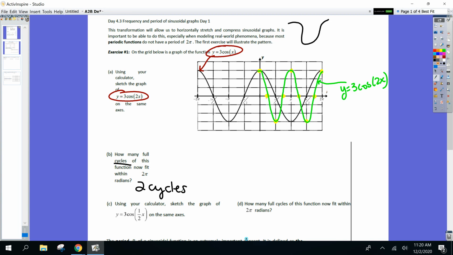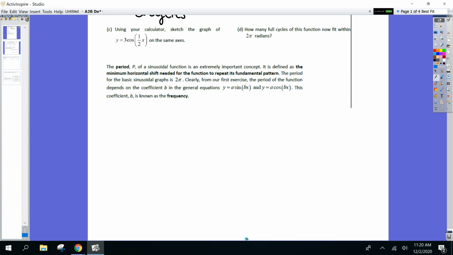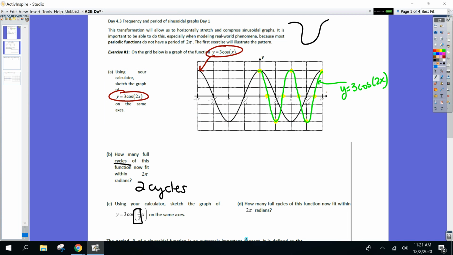All right, let's do one more graph now. Part C says now we're going to do 3 cosine, and now I'm going to put a 1/2 in there. So everyone ready? First point is still at your max. At pi, it goes to the midline. At pi, guys, it's going to hit the midline. And at 2 pi, it's going to hit its minimum. That's what happens when I put the 1/2 in front now.